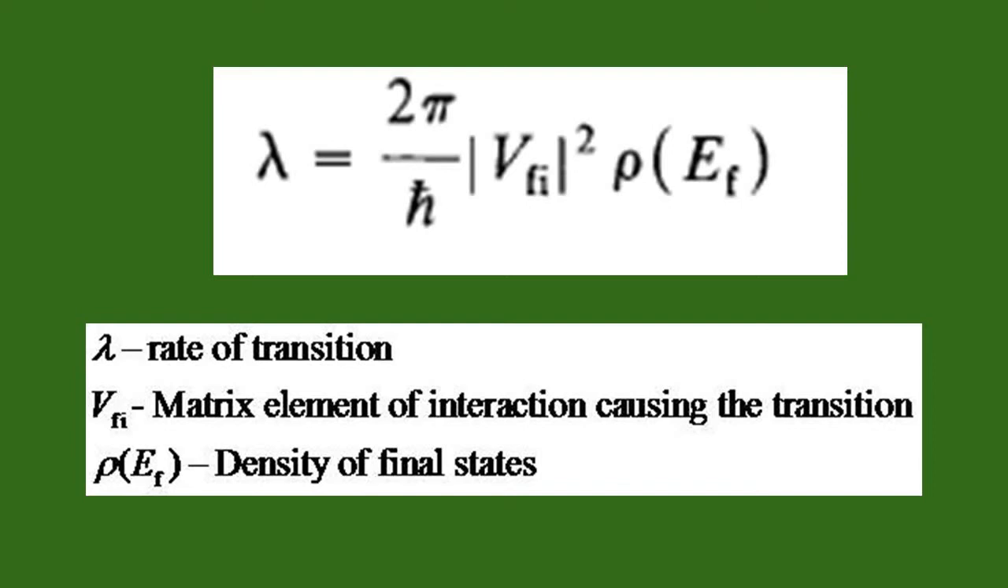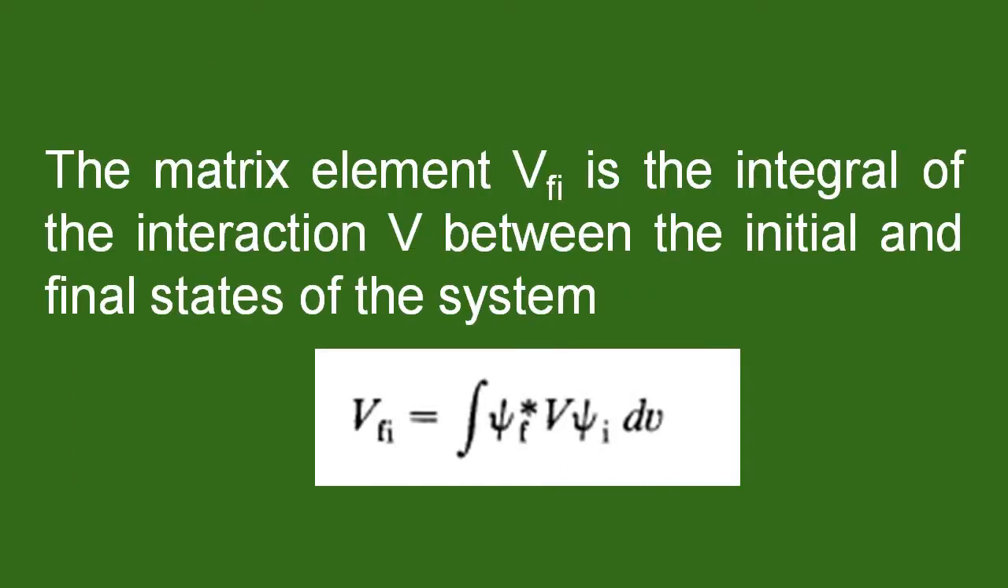Vfi is the matrix element of interaction causing the transition, and rho of Ef is the density of final states. That Ef represents the energy. The matrix element Vfi is the integral of the interaction V between the initial and final states of the system, and you can write Vfi as integral psi f star V psi I.